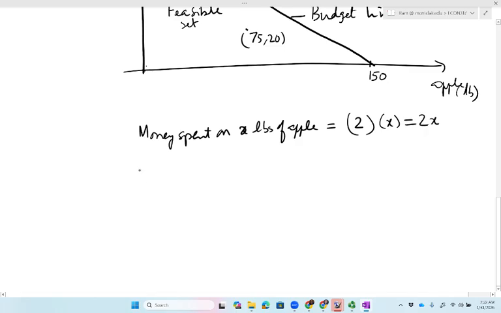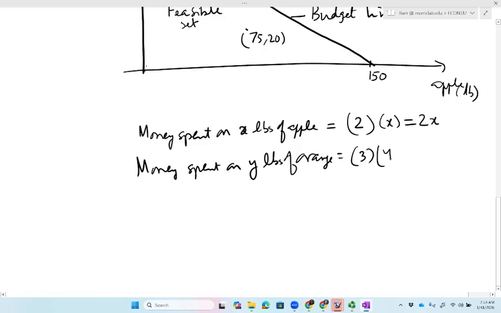Now I can ask the same question for orange. So money spent on Y pounds of orange. $3 per pound was the price and Y pounds of orange the consumer is buying. So price 3 times the quantity Y turns out to be 3Y. Remember, X and Y are non-negative. Doesn't make any sense for X to take any negative values. Same is true for Y, non-negative.